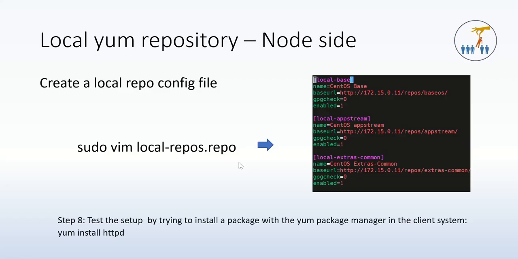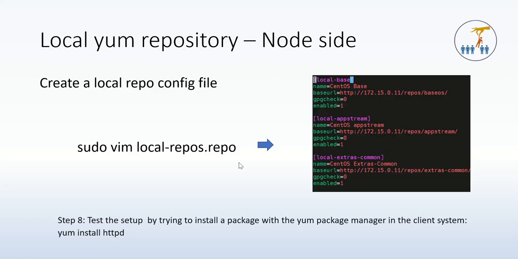Base URL will have the IP address and the location from which they have to get the RPM packages for each of these repositories. So 172.15.0.11, and repos is the directory, and base OS is the actual repository under which we have the RPM packages. So we can give these locations, and we can create this local repos repo.